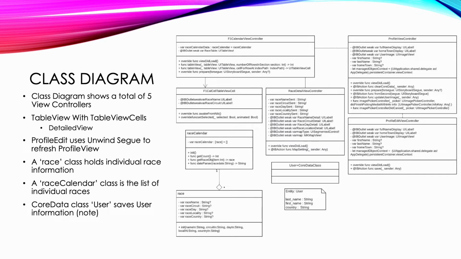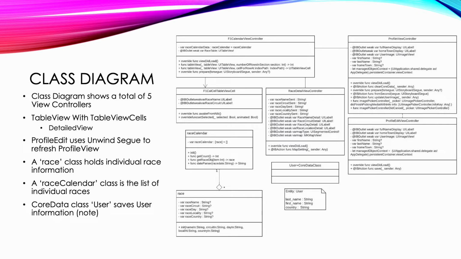During the parsing of each index of the array, each index is populated with a newfound race, which can be used through the race calendar data of type race calendar called an F1 calendar view controller. On the top left of my class diagram, you can see that the F1 calendar view controller, which is connected to the F1 table view cell with an arrow to show a one-to-many relationship at the table, will have 20 to 22 cells depending on the current season of Formula One.